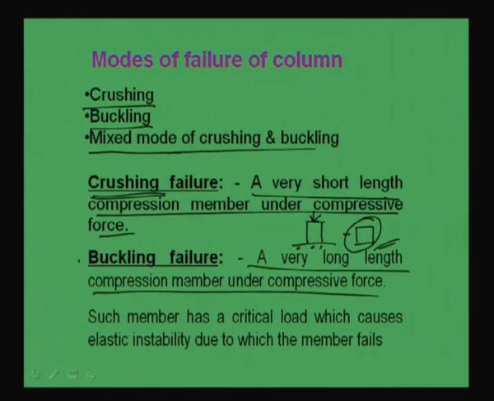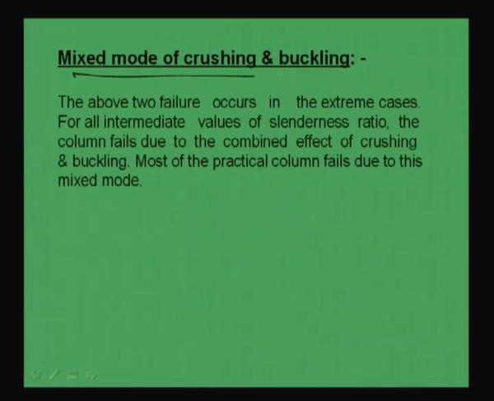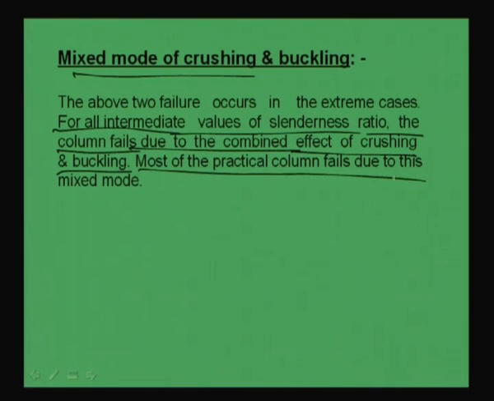Another is buckling failure. Buckling failure comes into picture when a very long compression member is under compressive force. Such a member has a critical load which causes elastic instability, due to which the member fails. So these are basically the two types of failure which occur in a column, and another failure is the mixed mode of crushing and buckling. This is the most common failure in columns we see. That is, between the above two extreme cases, for all intermediate values of slenderness ratio, the column fails due to the combined effect of crushing and buckling. Most columns fail due to this mixed mode.